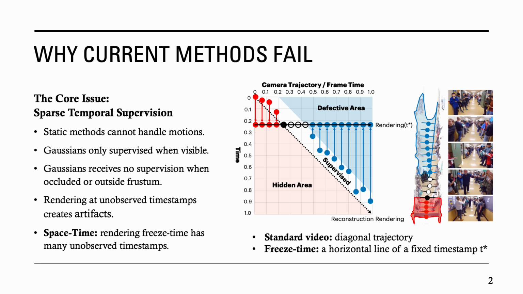The spacetime diagram on the right illustrates this. The diagonal dashed line shows standard dynamic rendering, where the camera trajectory naturally provides supervision over time. But freeze-time rendering follows a horizontal line at a fixed timestamp, t star. Along this line, many Gaussians fall into poorly supervised regions. The red area marks where the camera has already passed. Those are hidden Gaussians. The blue area marks where the camera hasn't yet given clear views. Those are defective Gaussians. Rendering at these unobserved timestamps leads directly to the ghosting and blur we see in current methods.